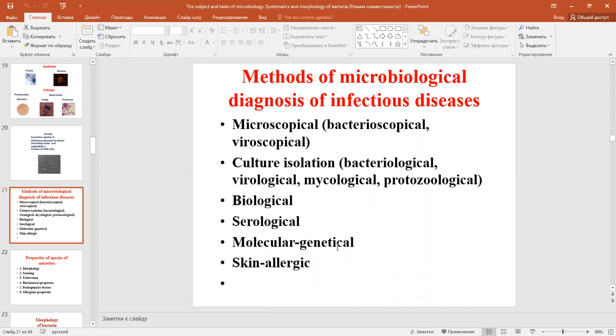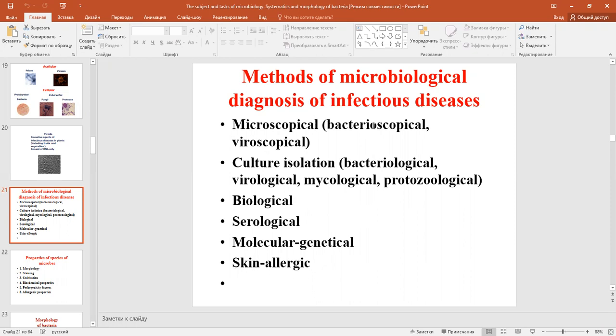And doctor, sometimes 6 methods are used, all of them. Sometimes 5, 4, 3, depends, at least 2. By any method, we should prove the diagnosis. We should find microbes, or we should find antibodies by using a serological method for microbes, or maybe we have to detect an allergic reaction. What methods?